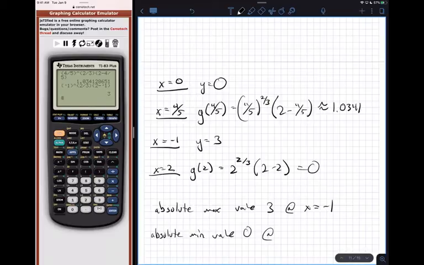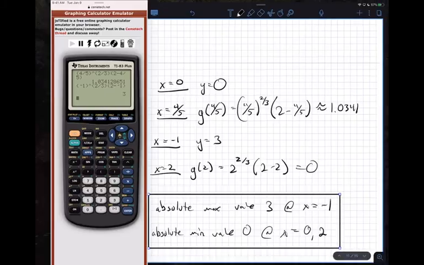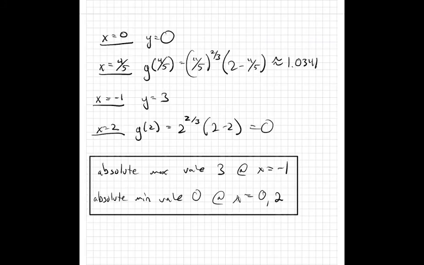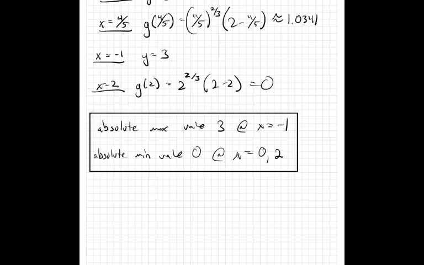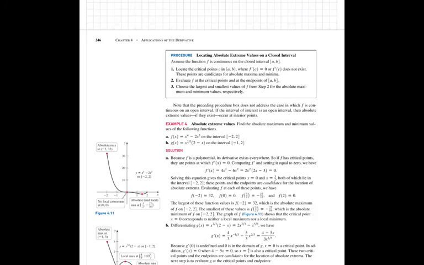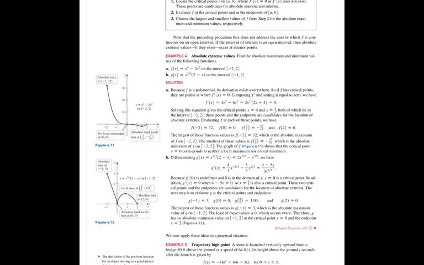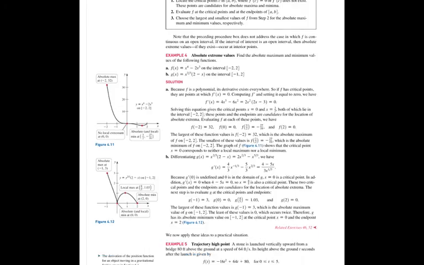Okay, these are the results that we got. We can actually look at the graph. Okay, max value of 3, and we got the minimum occurred twice when x was 0 and 2. So we see on the far left here a max value of 3 when x is -1. Okay, and the absolute minimum was 0. It occurred twice at 0 and 2.